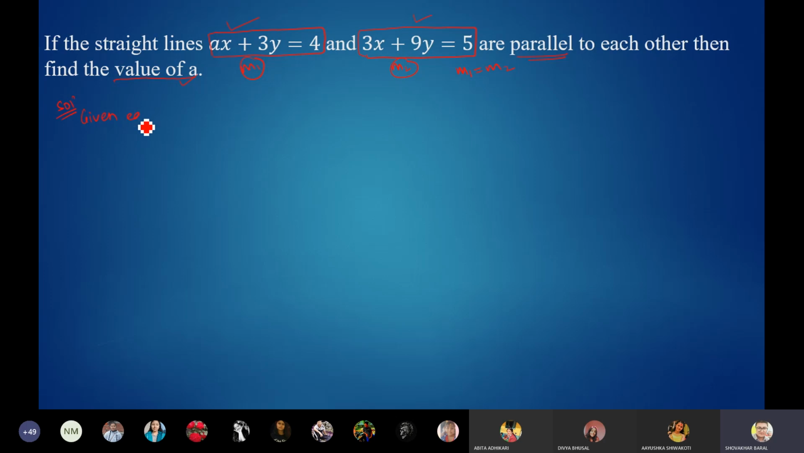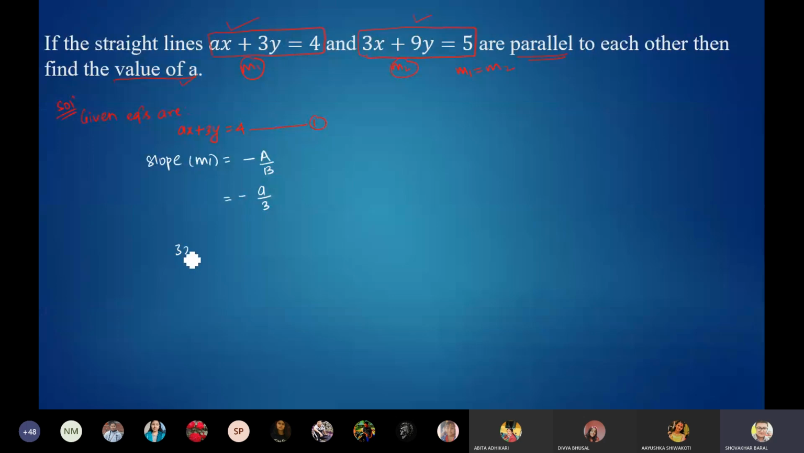Given equations are ax + 3y = 4, this is equation number 1. Slope of this line, slope m1, is equal to -a/b, that is coefficient of x by coefficient of y. This is -a/3. So slope m1 is equal to -a/3.